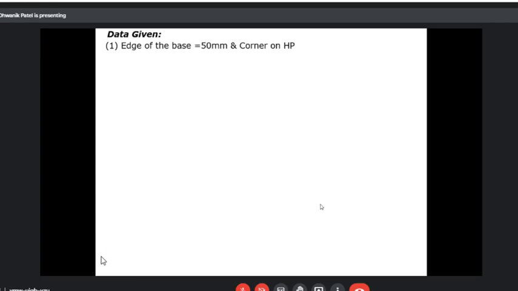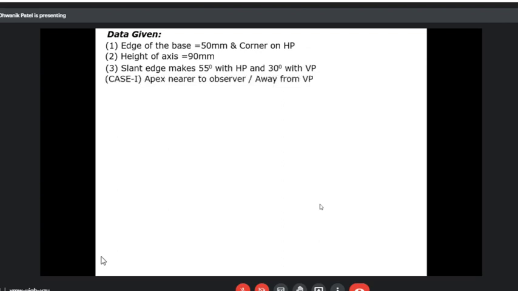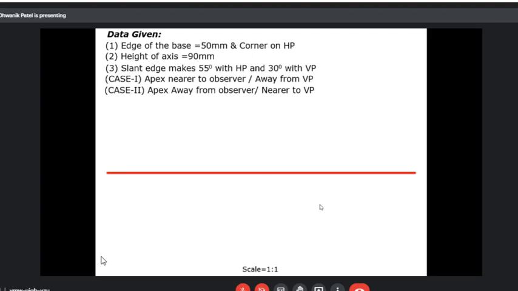So the edge of the base is 50 mm, corner on HP. Second, the height of the axis is given as 90 mm. The slant edge makes 55 degrees with HP, theta is 55 degrees, and phi is 30 degrees with VP. Case 1, apex nearer to the observer. It means the apex is away from the XY line. Second case, apex away from the observer. It means it is nearer to the XY line. So first start, draw a reference line XY.